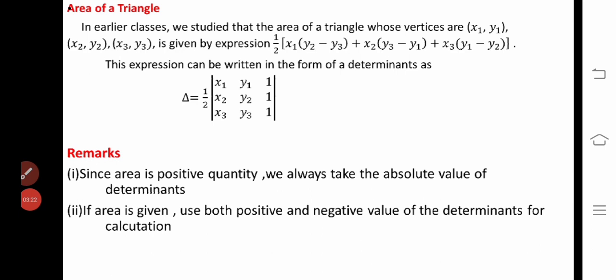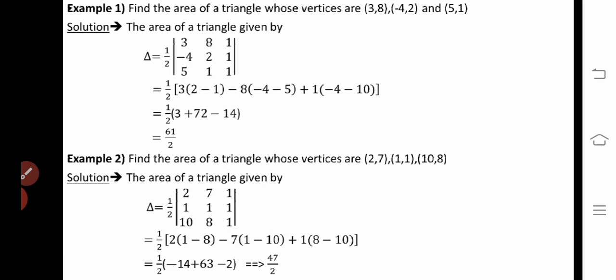Students, let us start with some examples on the area of a triangle, which are the problems from exercise 4.3. These problems are important for 2 marks in Part B section, 14th number question. Let us start the examples.